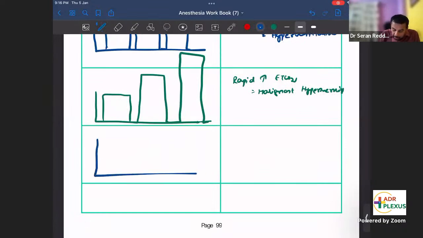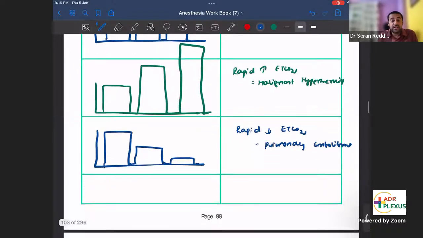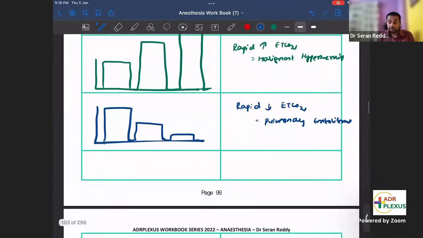Then coming to rapid decrease in EtCO2. This rapid decrease in EtCO2 is seen in conditions of pulmonary embolism.